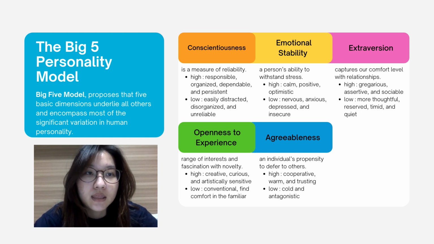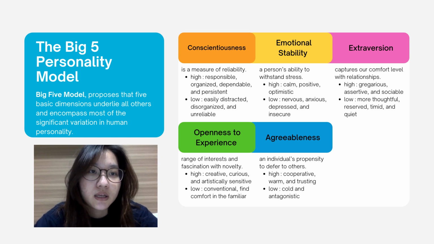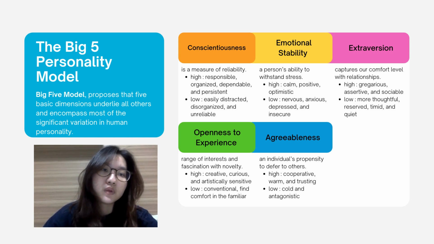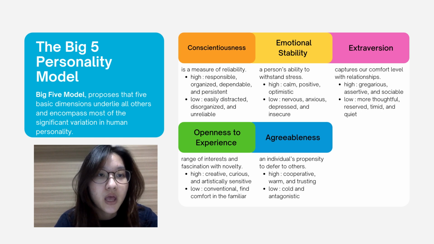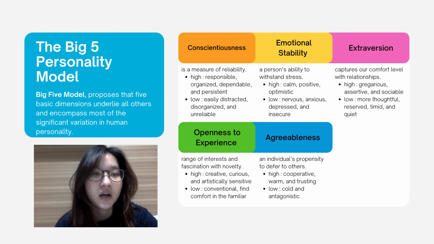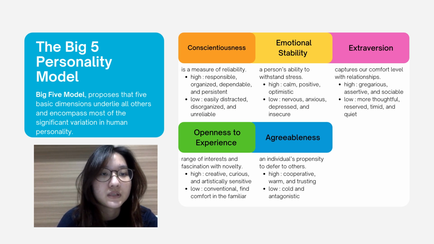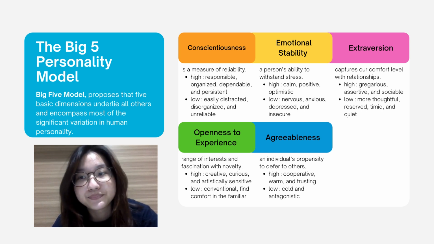And then the third one is extroversion, which captures our comfort level with relationships, or our relationship with other people. People with high extroversion are usually more assertive and sociable, and people with low extroversion are usually more thoughtful, reserved, timid, and quiet.